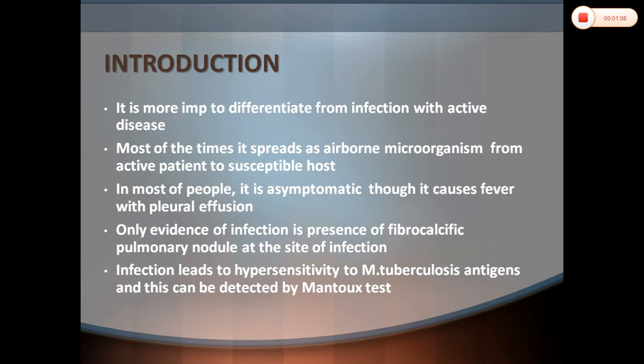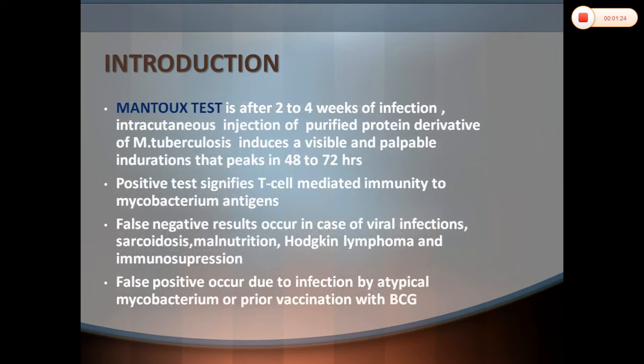The only evidence of infection is the presence of a fibrocalcific pulmonary nodule at the site of infection. The infection leads to hypersensitivity to Mycobacterium tuberculosis antigens, and this can be detected by Mantoux test. The Mantoux test is done 2 to 4 weeks after infection as an intracutaneous injection of purified protein derivative of Mycobacterium tuberculosis, which induces a visible and palpable induration that peaks in 48 to 72 hours.